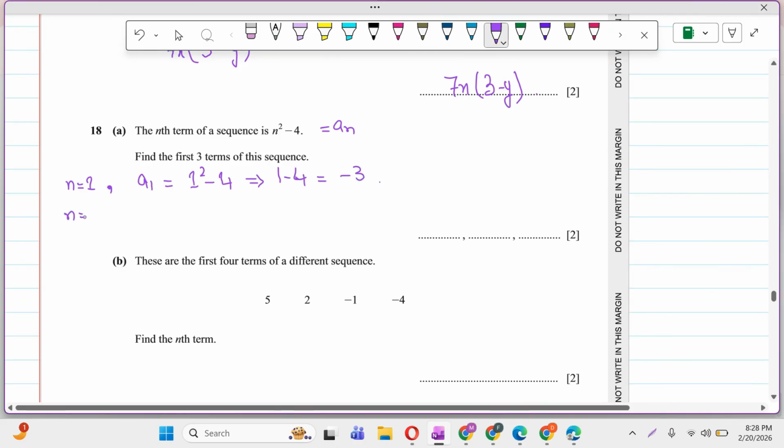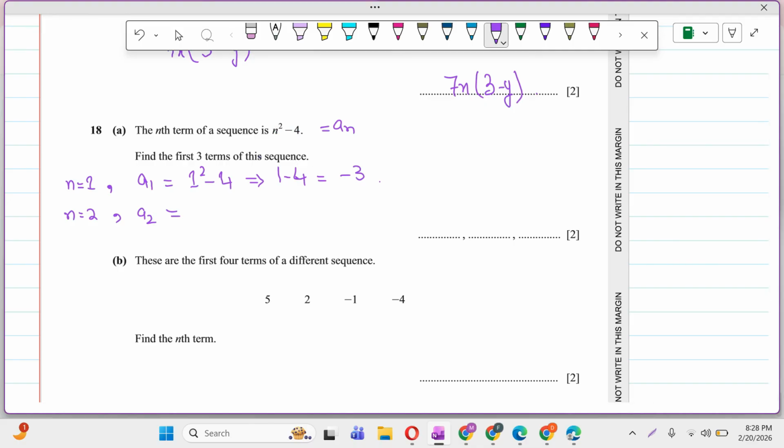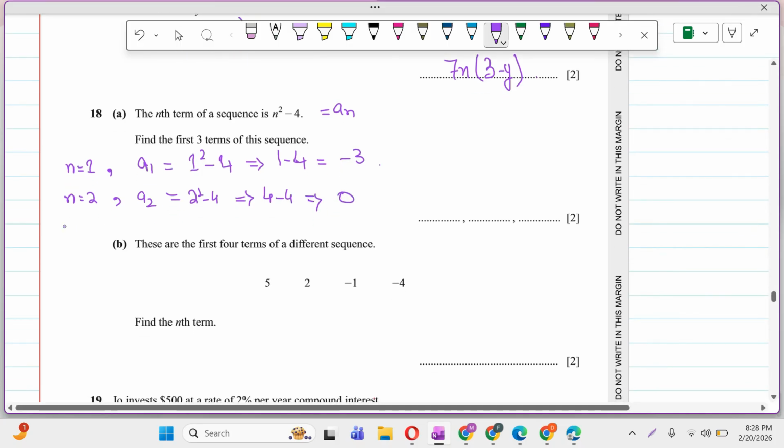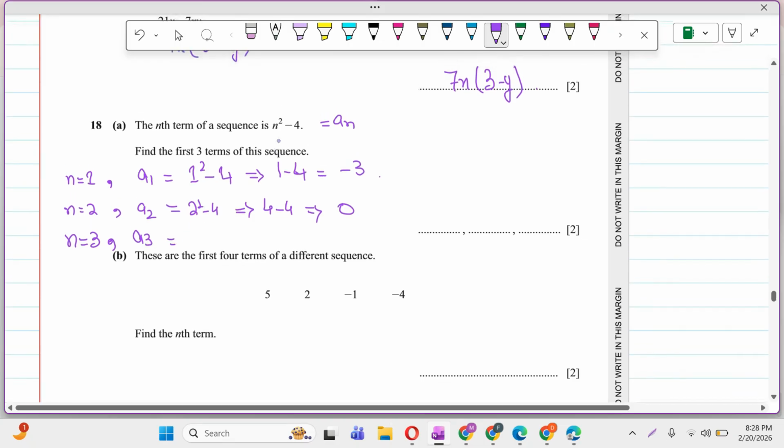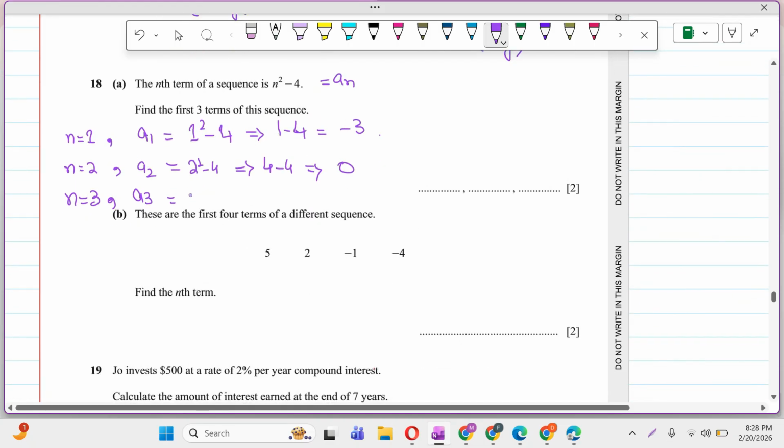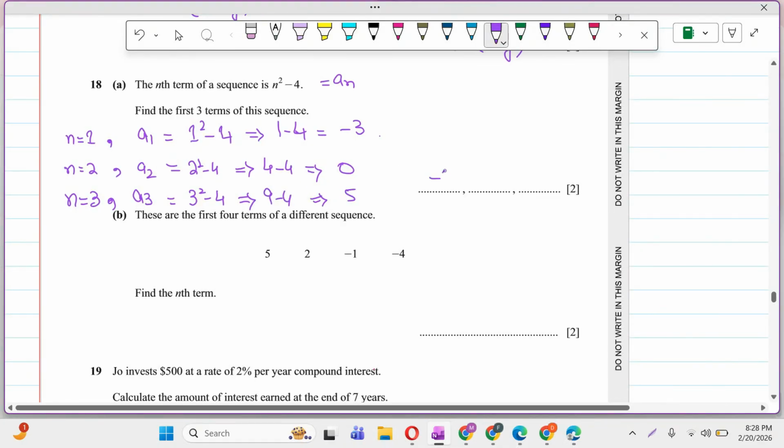Now when n is equal to 2, we will have the second term, which is a2. When we plug in n equals 2, n squared minus 4 means 2 squared minus 4, which is 4 minus 4, which is equal to 0. Similarly, when n is equal to 3, we will have the third term, which is n squared minus 4, means 3 squared minus 4, which is 9 minus 4, which is 5. So the first terms are negative 3, then 0, then 5.